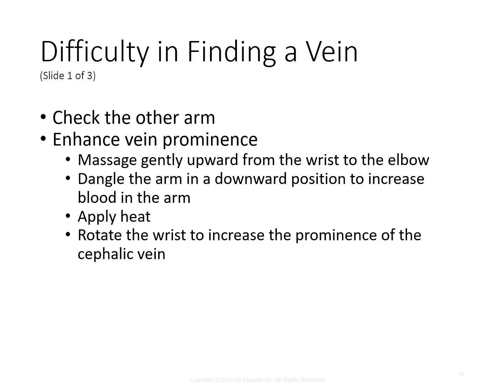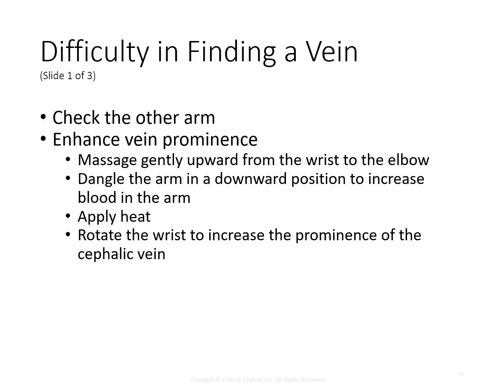So if you are having difficulty finding a vein, there are several techniques that can help. One is to check the other arm. So examine the other arm for a suitable site. You can also ask the patient, they know the best sites. They know where they've had blood drawn before. So ask them and see if they know where they have been drawn before.